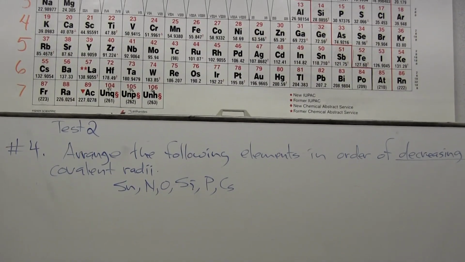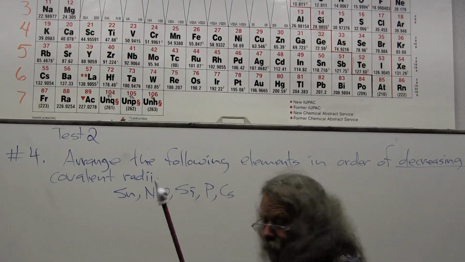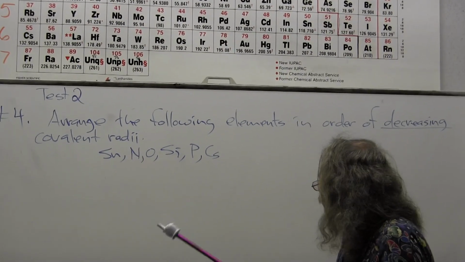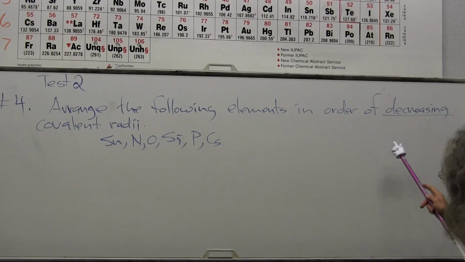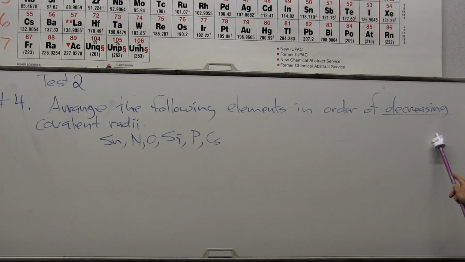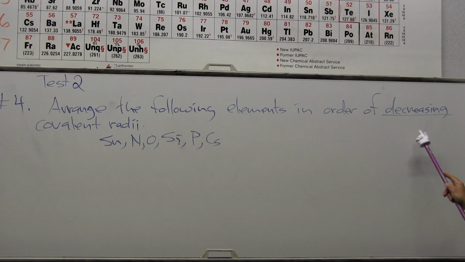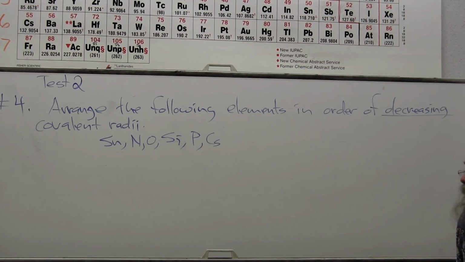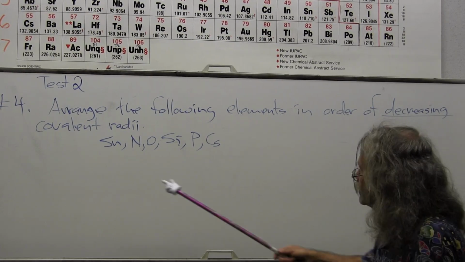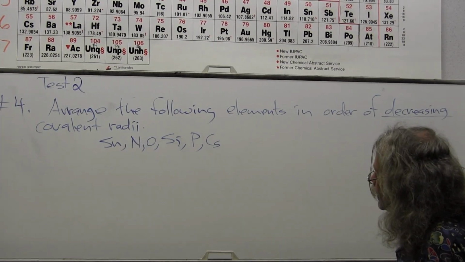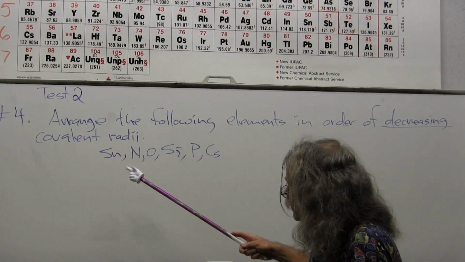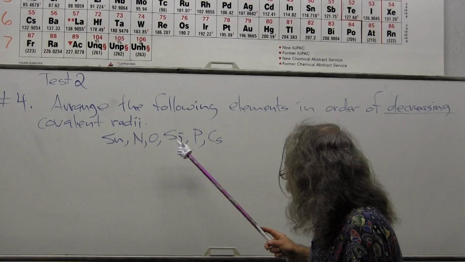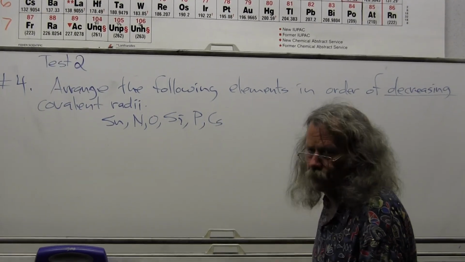Okay, this is test number 2, question number 4 on the practice test. And the question is, arrange the following elements in order of decreasing covalent radii. I underlined "decreasing" because I can ask any question and it might be decreasing, it might be increasing, but you're going to need to answer such questions on the test. And the list is tin, nitrogen, oxygen, silicon, phosphorus, and cesium.